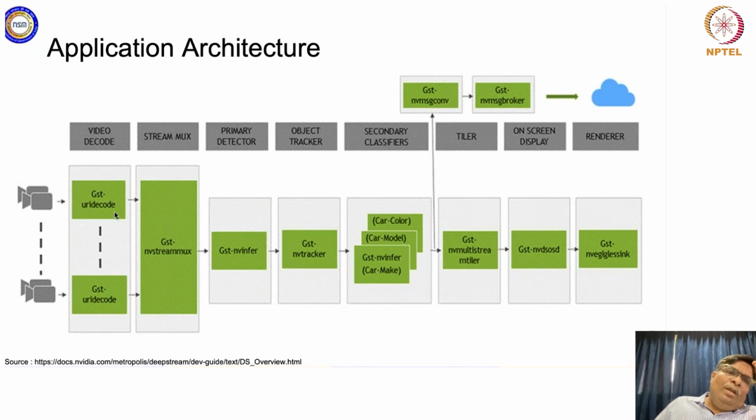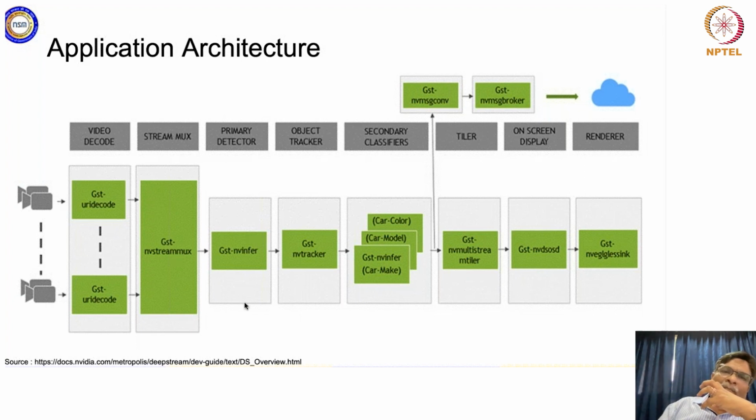GStreamer's URI code. So this basically is a video decode step after you get the whole input from the camera, either it's live or using RAW or RTSP or whatever. Then there is a mux. So this uses something called NVStream mux, it is GST NVStream mux. In the GStreamer framework, NVIDIA has added NVStream mux for it, and it becomes a stream mux.